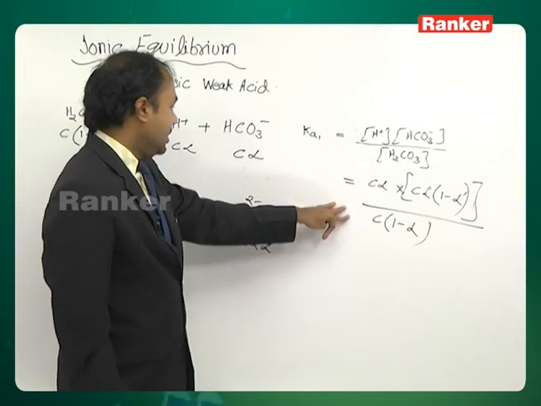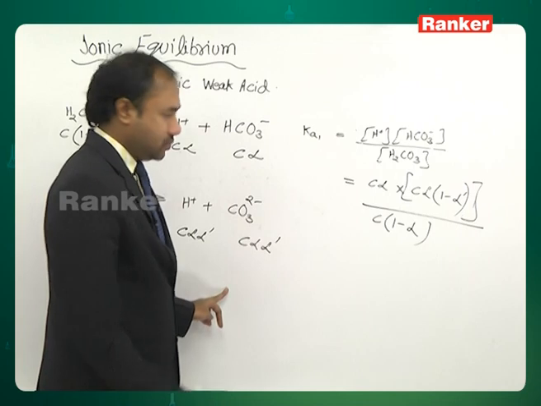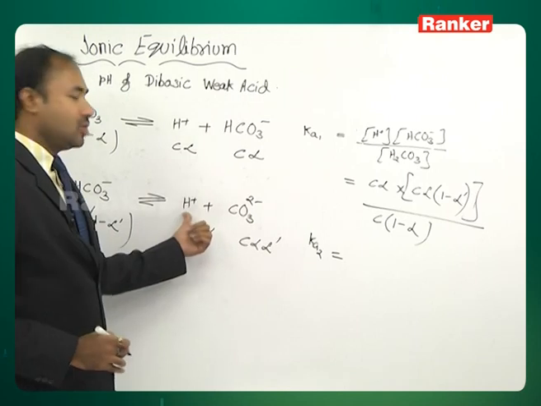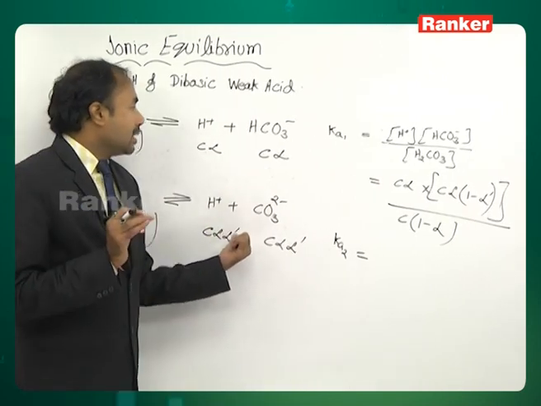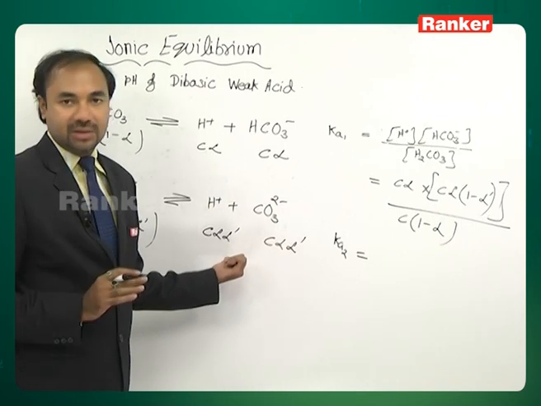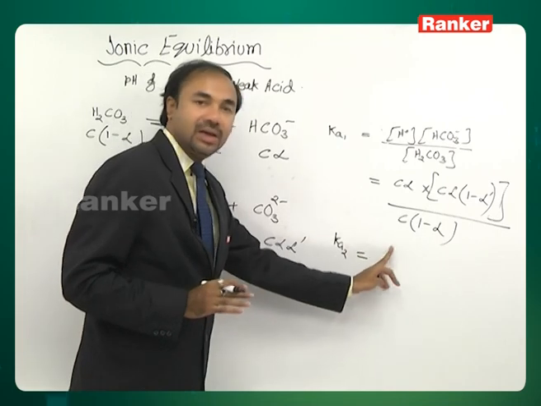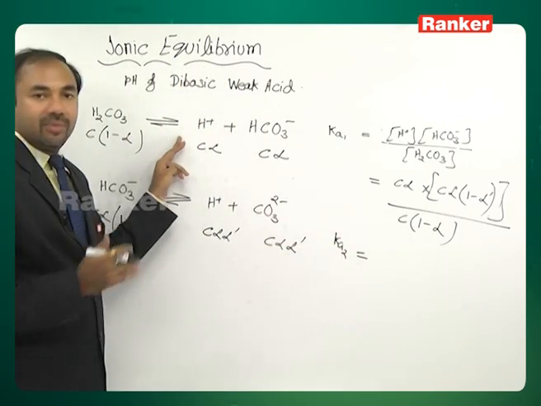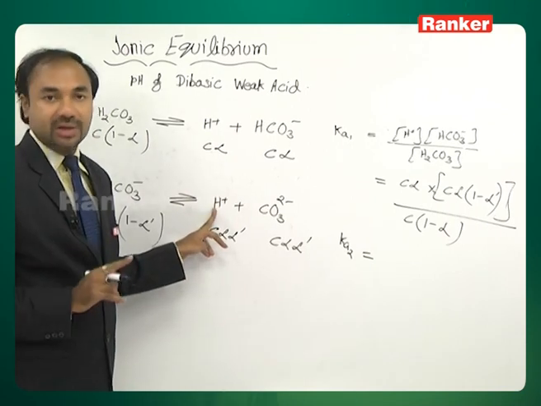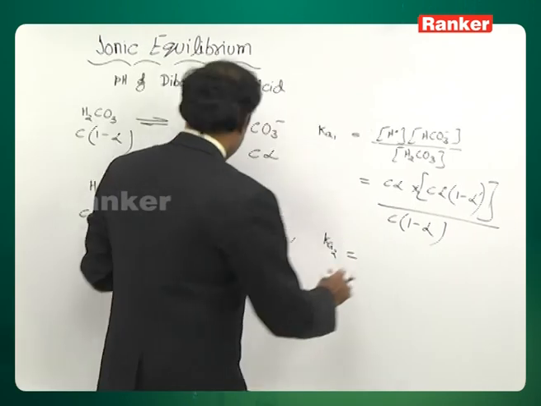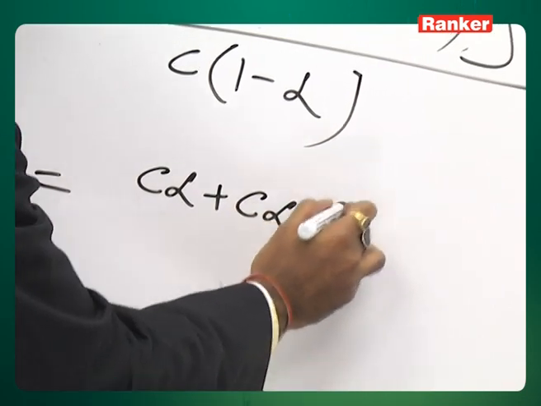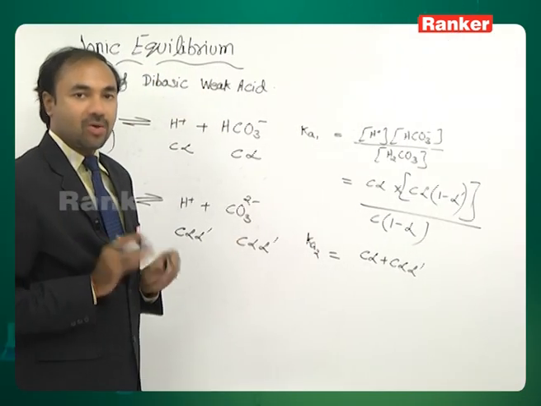Got it? Now, second equilibrium constant will be Ka2, and Ka2 for this will be equal to concentration of H plus ions. Now see again. Remember one thing, that in equilibrium constant expressions we always put total concentrations. So concentration of H plus ion here will be the sum of H plus coming from the first dissociation plus H plus coming from the second dissociation. Means it will be C alpha plus C alpha alpha dash. Got it now?